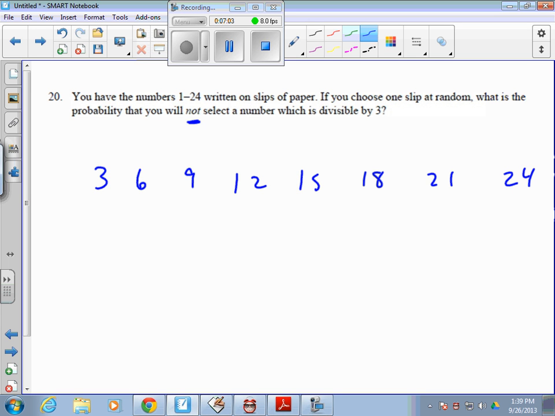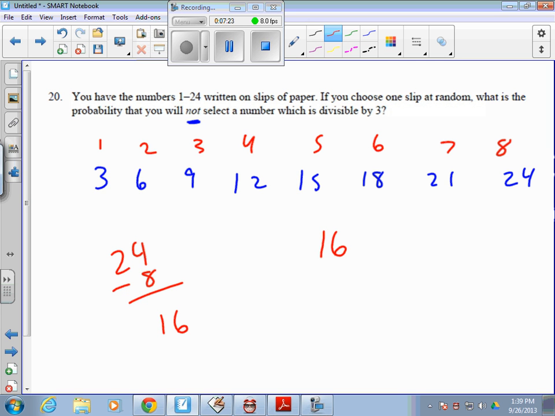15, 18, 21, and 24. So how many of those we have? We have 1, 2, 3, 4, 5, 6, 7, 8. There's 8 of them that are divisible by 3, which if you subtract 8 from 24, 24 minus 8 is going to be the number 16. So 16 of them, it asks you what is the probability.